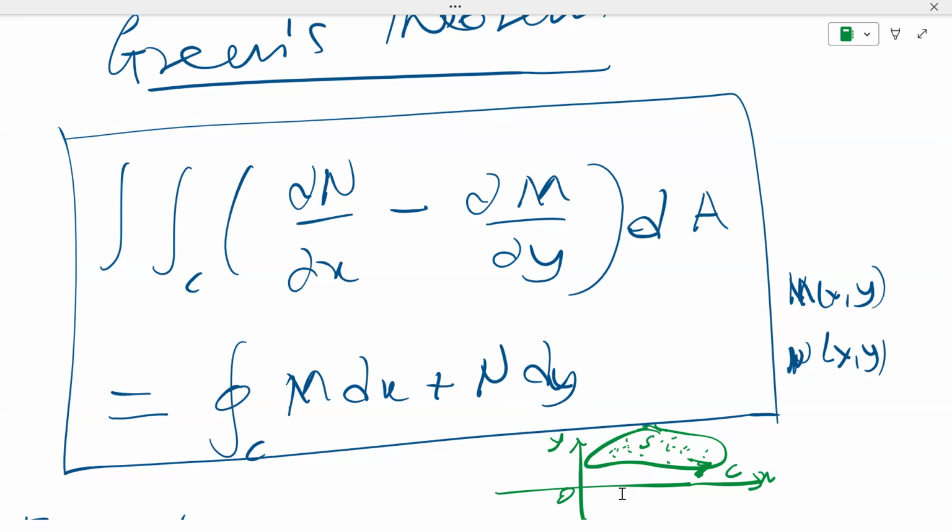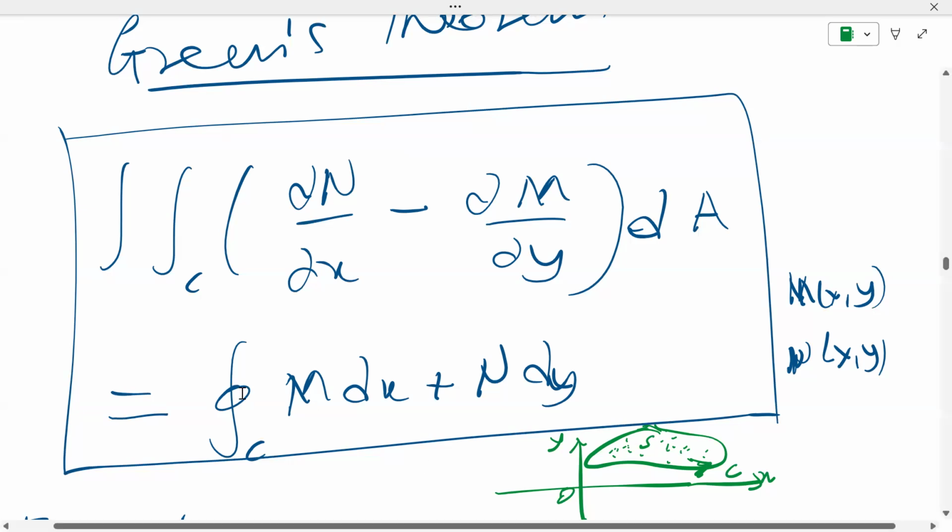The corresponding line integral around C will be denoted by the whole of this. So this explanation will help us to explain Green's theorem.